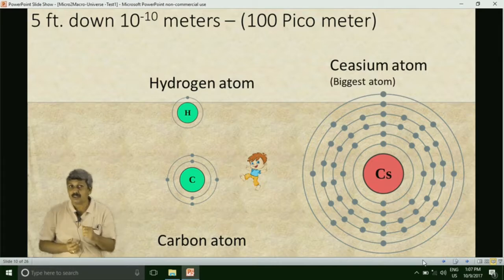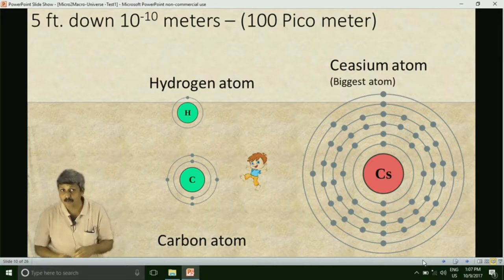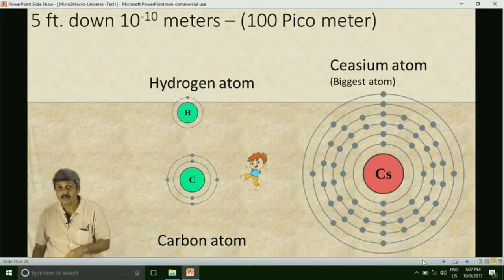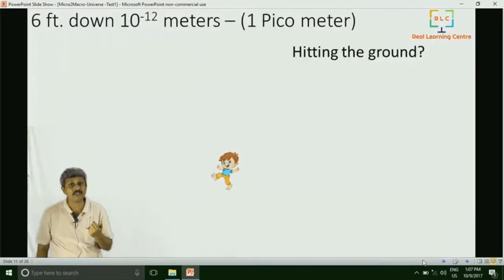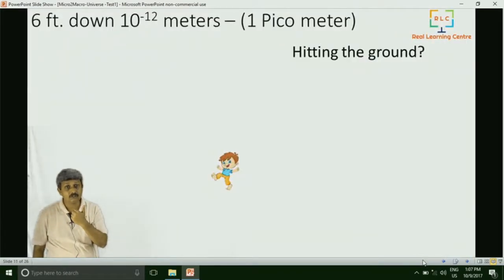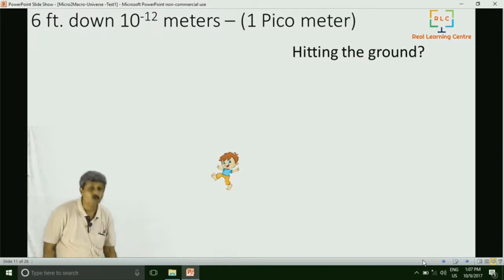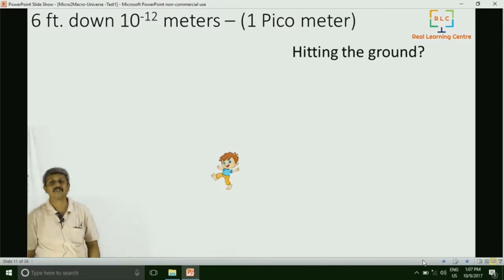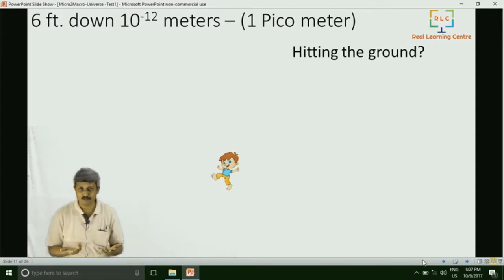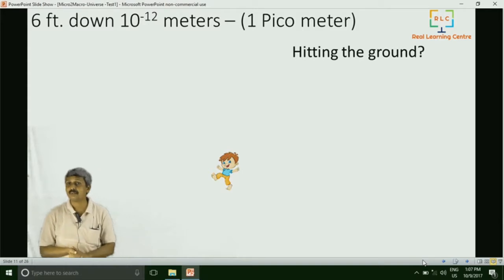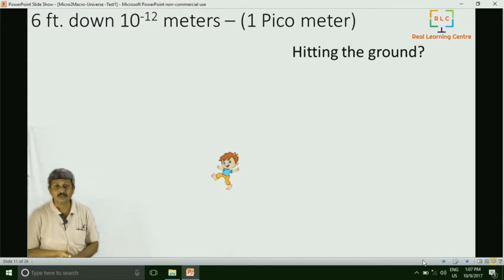So if you go even further down by 1 more foot, what are you going to hit? Are you going to hit the ground? You know what is happening now? You are already 6 feet down. You are on the floor. So are you hitting the floor? That is the question. You may not be hitting the floor. You will not. You know why? That is because you are so tiny that you go through the floor.